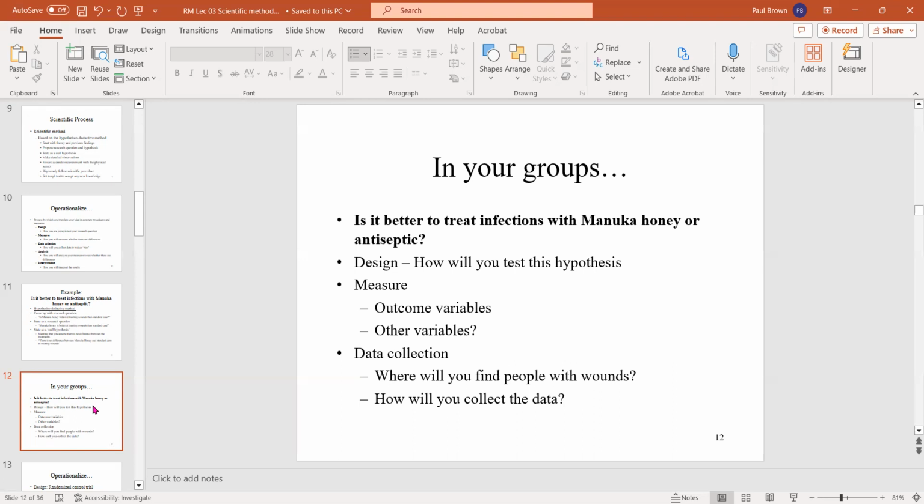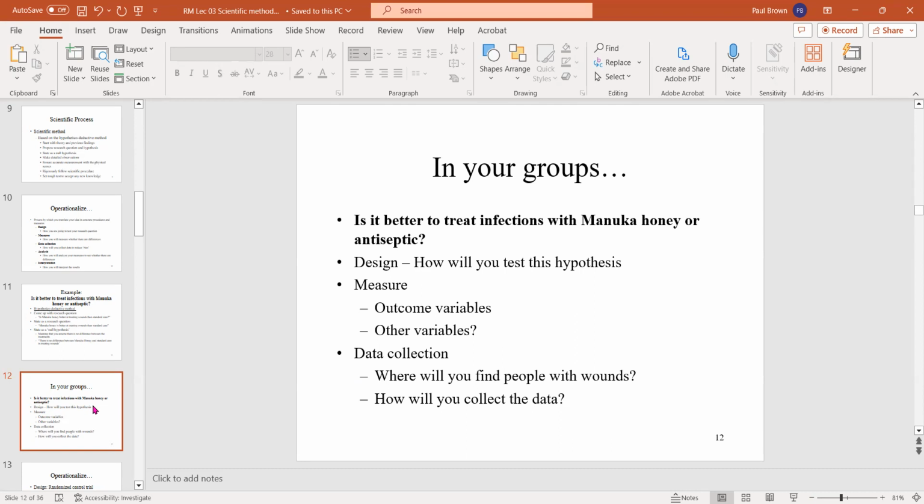Okay, so you're going to find a group that has a wound. Okay, and then what are you going to do? Okay, so you're going to go out there and find people who have been injured, and you're going to treat one with Manuka honey. You're going to give one Manuka honey, and you're going to give the other one. Okay, what kind of design is that called? A randomized controlled trial, right?